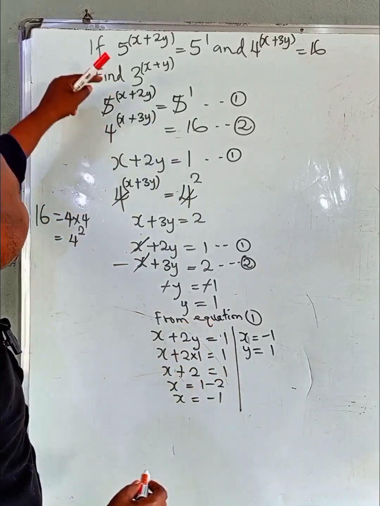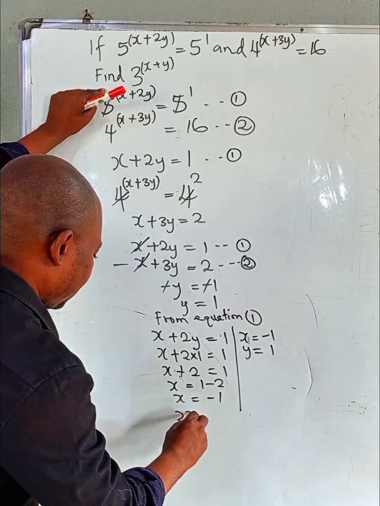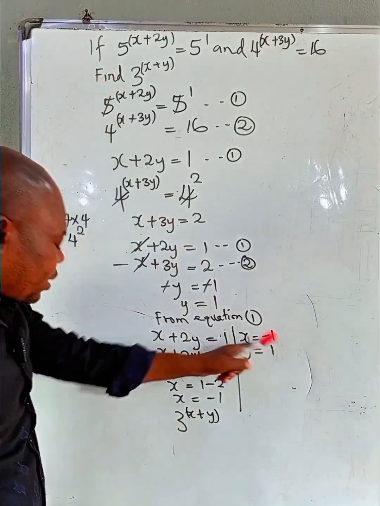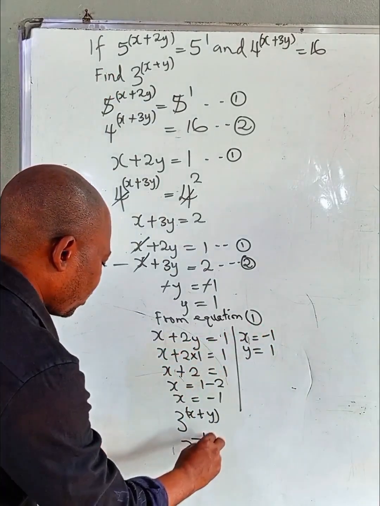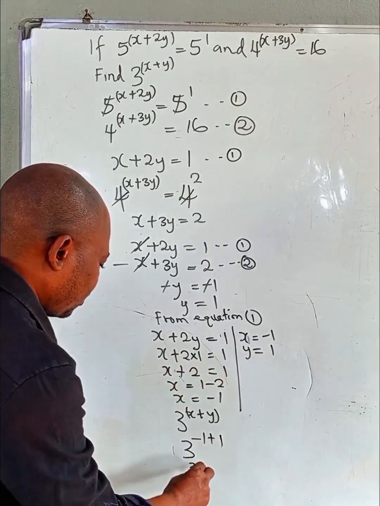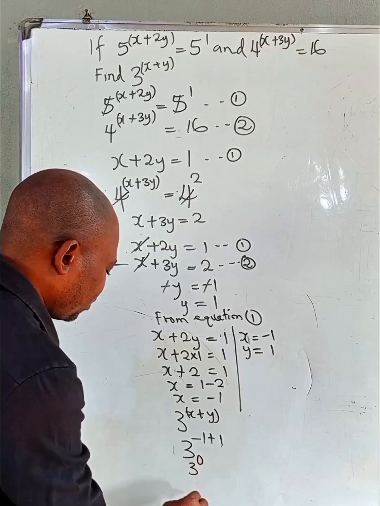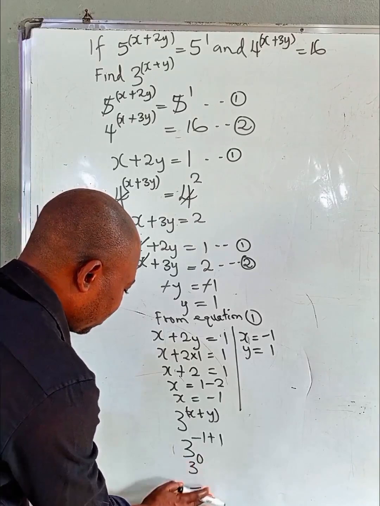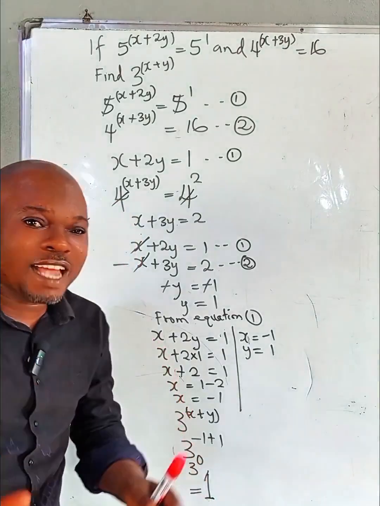Remember what we are told to find? We are told to find 3 raised to the power of (x + y). We have gotten x to be negative 1, so we have 3 raised to the power of (negative 1 plus 1). Negative 1 plus 1 will give us 0. It means that the answer is simply 1. Any number raised to the power of 0 is 1. That is how this is resolved.